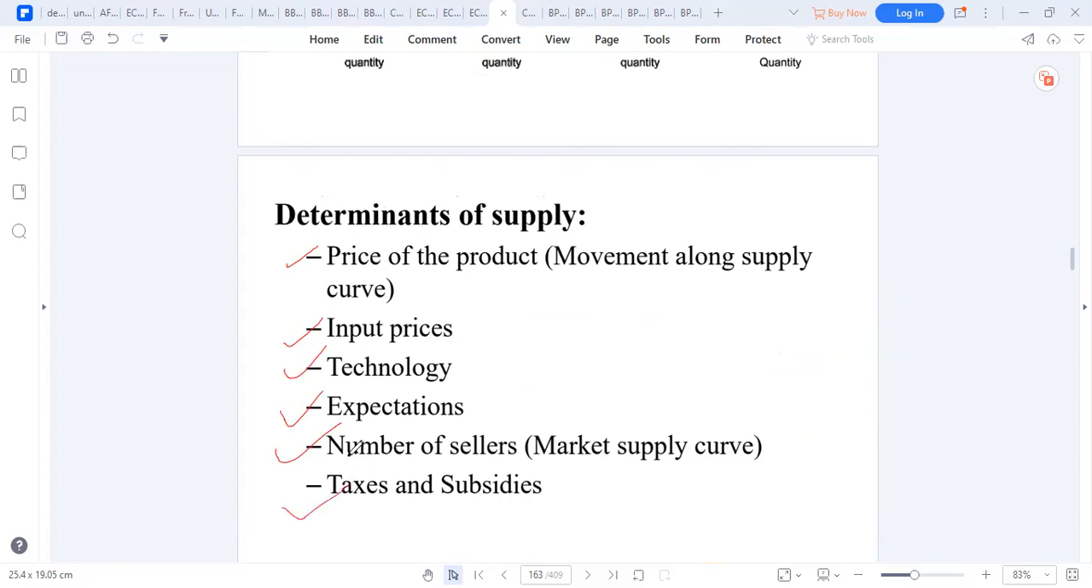So we end here. Our next class will be on equilibrium, government interventions, and how to calculate elasticities. Unless there are any questions, we end here. Thank you so much for your time.